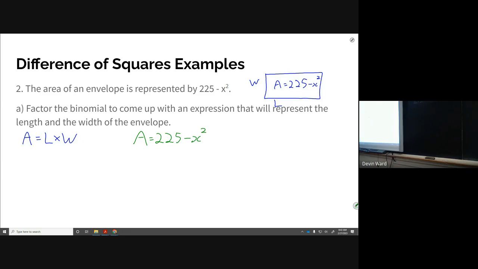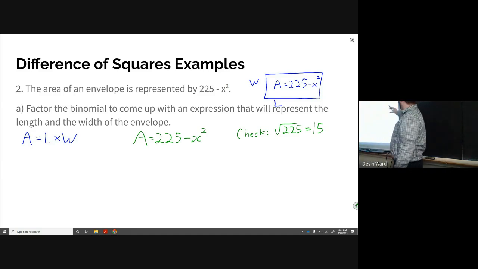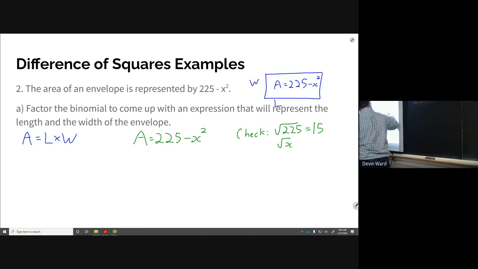Okay, so this is a difference of squares because we have a subtraction here and you have an x squared. So we can check with our calculator. What is the square root of 225? 15, perfect. It might not look like it's going to be a nice number, but it works out to a whole number. So we're going to be good to go with our difference of squares. The square root of x squared will just be x.